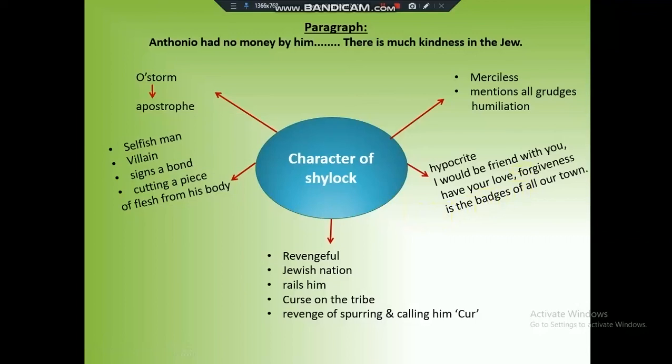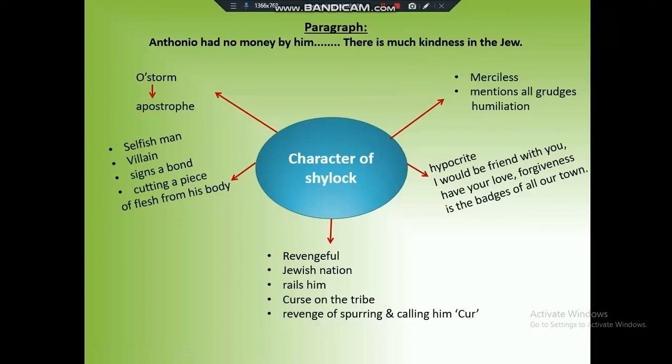Though this was all the hypocrisy of Shylock, it was not that he had developed forgiveness and mercy for Antonio. He just wanted to take revenge, and that is why he presented himself as saying, "I would be friends with you, have your love." Basically, Shylock was merciless. He mentions all the grudges that he developed against Antonio, and he felt that he had been humiliated by Antonio many times.